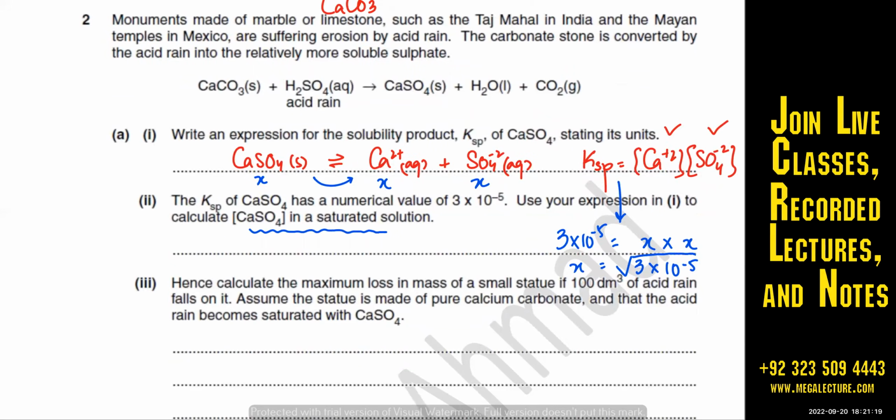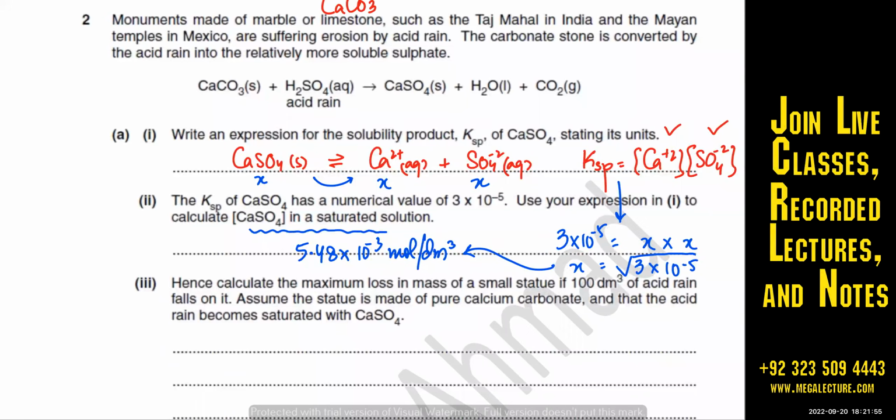Since we're getting 5.48 times 10 power minus 3, the answer to this is 5.48 times 10 power minus 3 mole per dm cube. So that is what X is, right? Is it clear to everyone? Umar, Adisha, Sana, Anna, Abia, clear? Yes, sir.